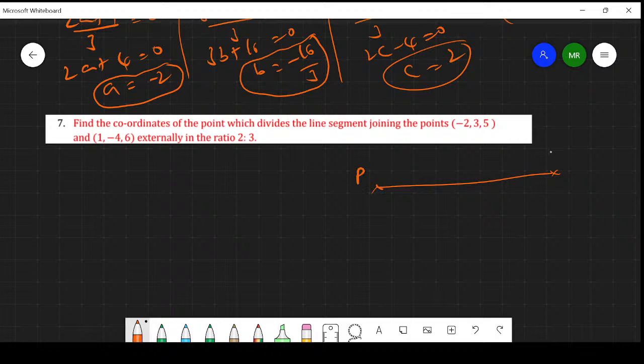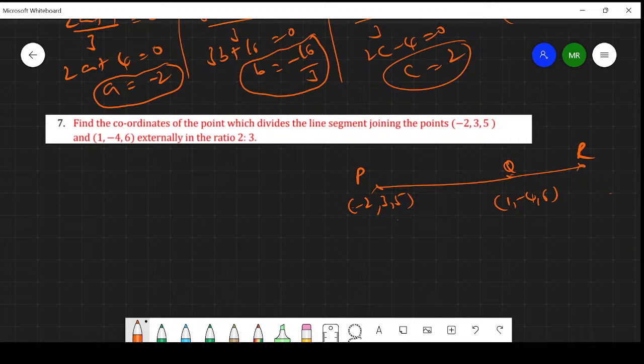This is the point P, minus 2, 3, 5, just the given point. This point Q is 1, minus 4, 6. They're talking externally, which means if I extend this line, the point will be outside. Q point is 1, minus 4, 6. This is an external point.